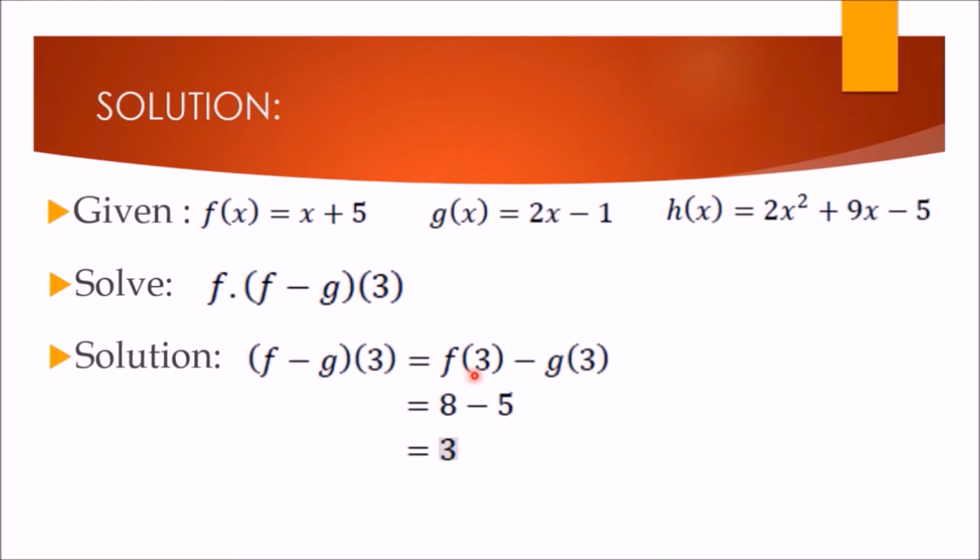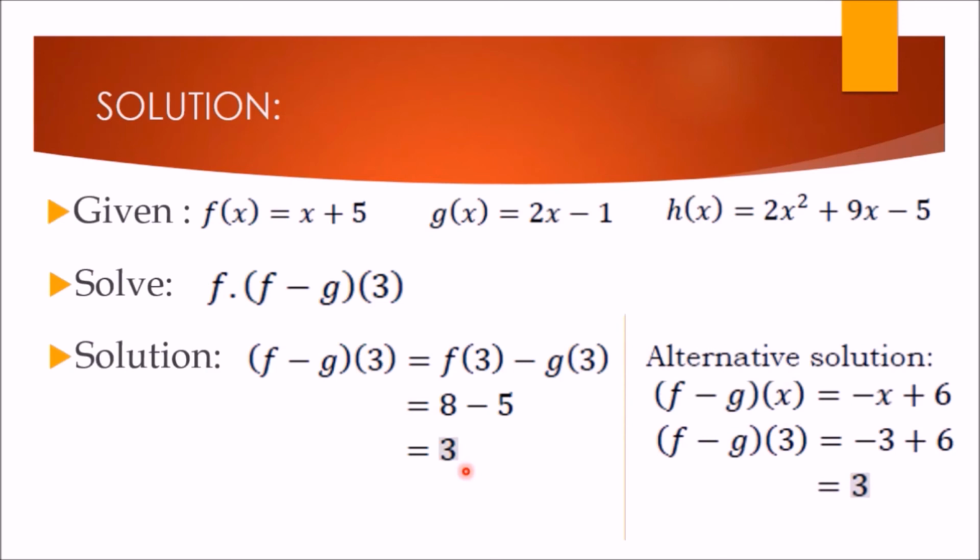What about f minus g of 3? We solved already f of 3, that is 8, subtracted by g of 3, that is 5. The resulting specific value of subtracting f and g with the specific value 3 is equal to 3. We have an alternative solution to this. You can have f minus g of x, which gives us the answer negative x plus 6, right? Earlier, we solved this one. It's just a matter of substituting x with 3 in the resulting function negative x plus 6. That is why you'll have your answer 3, which is the same as solving separately f of 3 and g of 3.